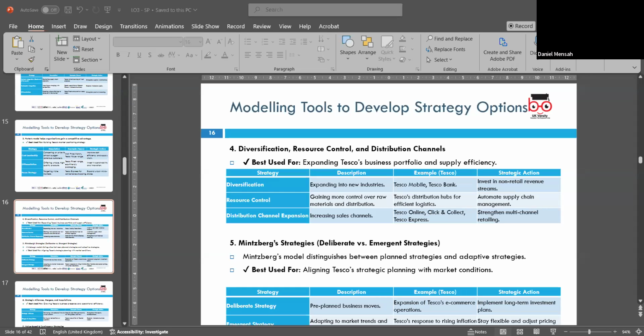Resource control means using resources effectively to gain a competitive advantage by reducing waste and cost. A company with better resource control can maintain consistency in quality and innovation. It can also mitigate risk by reducing reliance on external supply or market fluctuations. A distribution channel is the network through which a company delivers its products or services to customers, including wholesalers, retailers, and direct sales.